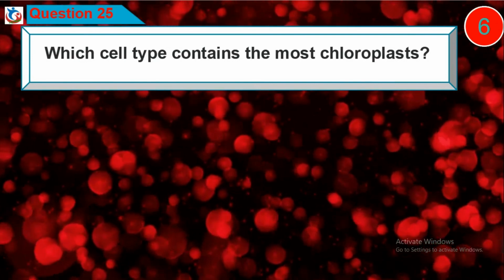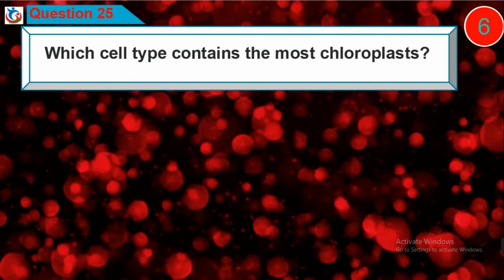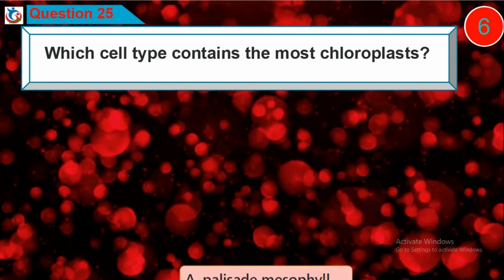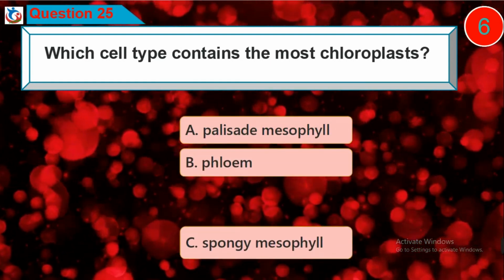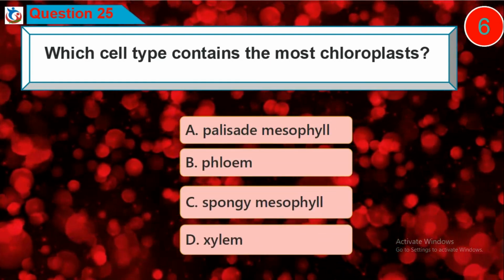Question 25. Which cell type contains the most chloroplasts? Is it option A, B, C, or D?